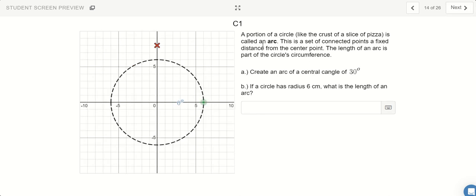All right, let's go over some vocabulary. The outer edge, the crust of the pizza, do you see this green line? This is called the arc of a pizza. You can think of the arc as part of the crust, which is the perimeter or the circumference of the pizza.